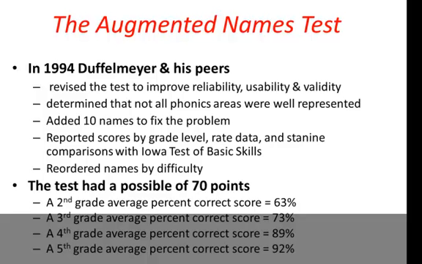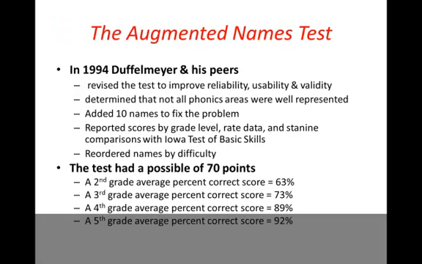And the names were reordered by difficulty, with the easier names being towards the beginning and the harder names towards the end, meaning the more complex graphophonemic patterns towards the end of the list. The augmented NAEMS test had a possible 70 points with 35 names, 35 first names, 35 last names.